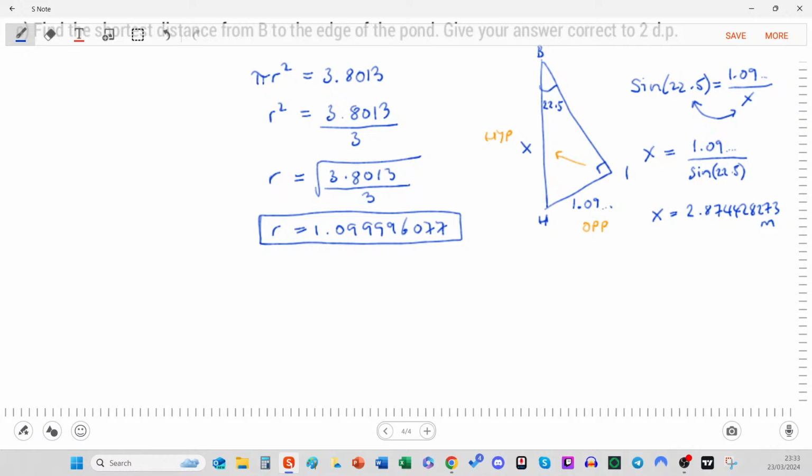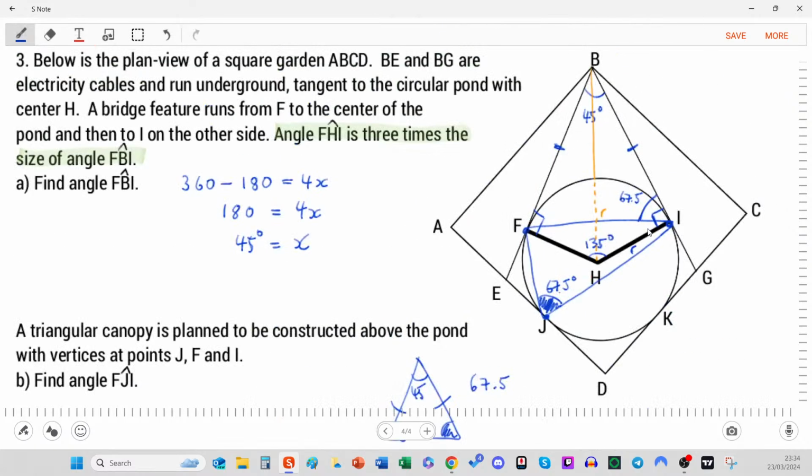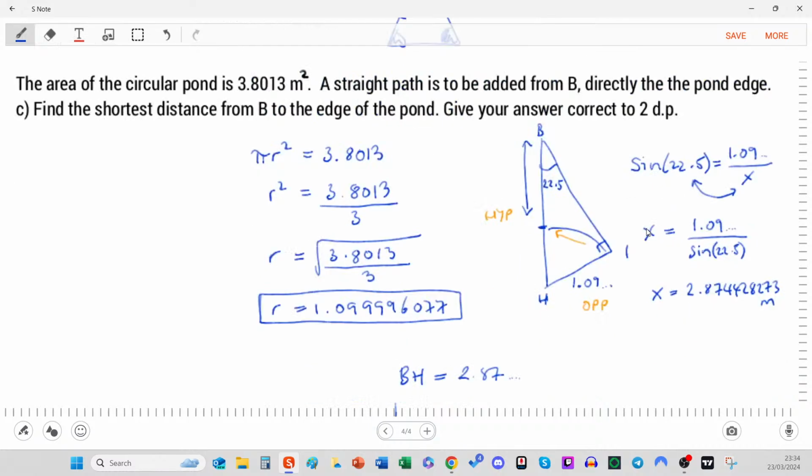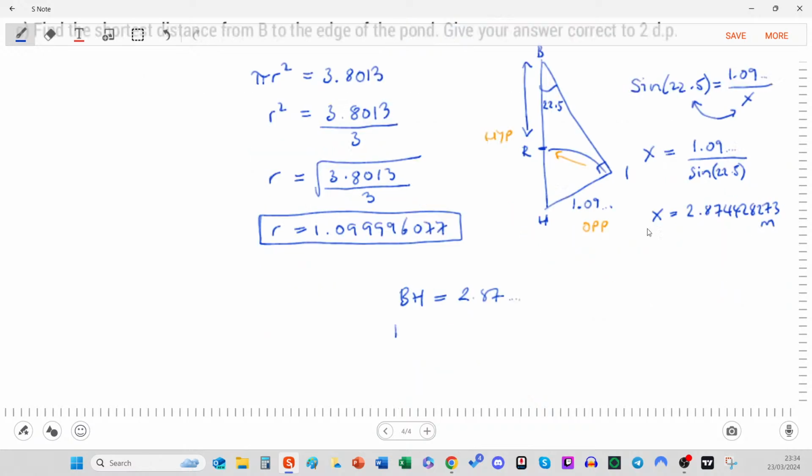What was our aim here? The shortest distance. So if we look at the line, essentially drawing the circle across here, we wanted to find this distance here. We know that BH is equal to 2.87, etc. And we want B to X. No, that's not X, is it? We didn't call that X. We didn't call it anything, I don't think. We'll just call it, what letter haven't we used? Maybe R. We'll call it B to R.